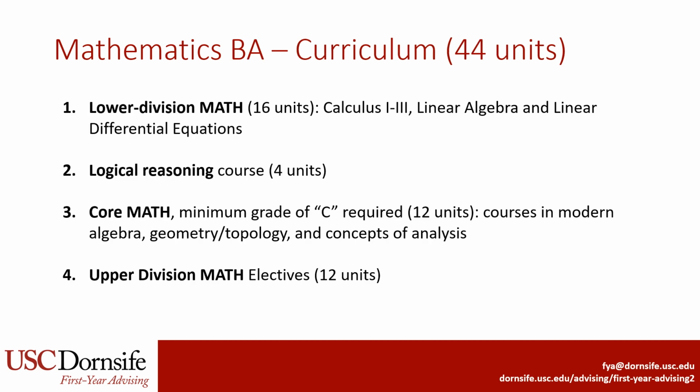The Math BA major is 44 units and has the same lower division and logical reasoning requirement as the BS major. The difference is that the BA requires slightly different core math courses, which include modern algebra, a geometry or topology course, and an analysis course. You still need upper division math courses as electives. The BA does not require any science electives. As with the Math BS major, the core math courses need a grade of C at least in order to use them for the major.